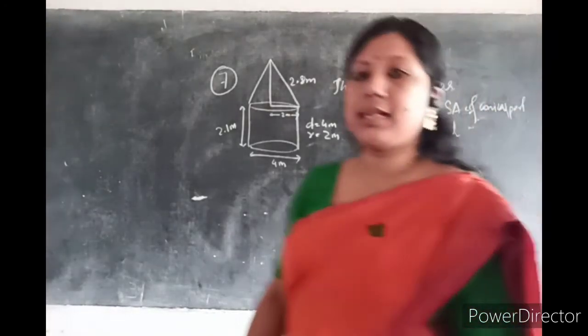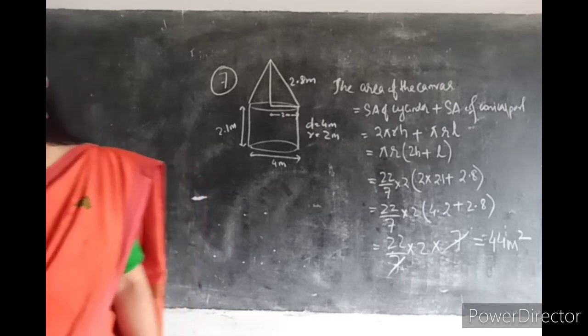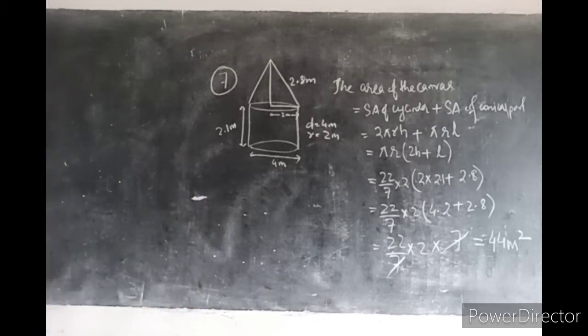Okay. So what is the next question here? Your next question is find the cost of the canvas at the rate of 500 per meter square.